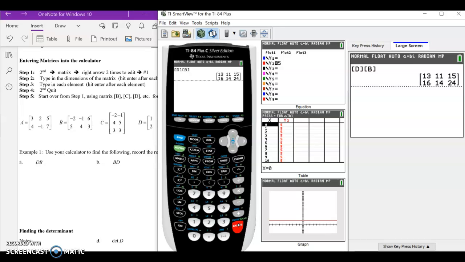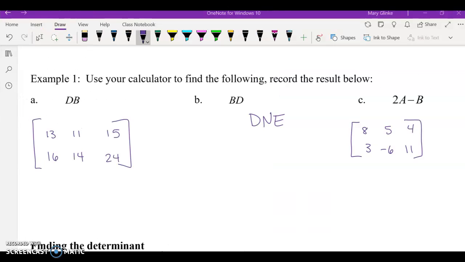All that's left is for you to take that and write down all of your answers. Let's have you go ahead and try B and C, type those in on your calculators, and then come back here to see what we get. We can see that when we do B times D, we get something that does not exist. And then for C, when we do 2A minus B, you can see the resulting matrix there.